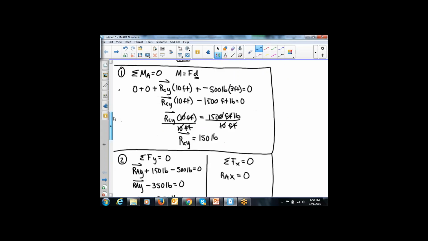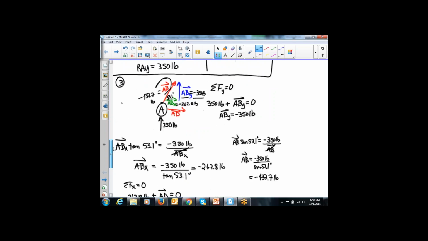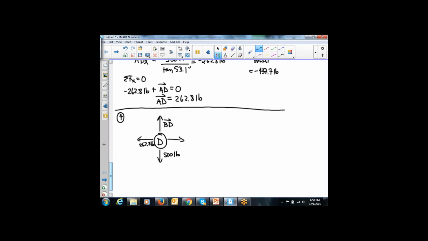That's going to be BD here, and this is going to be CD there. So this is super easy, no diagonals at all. So I'm going to sum the forces in the x direction. They need to be equal to 0. I have a 262.8 pound force going to the left, so it's negative, plus CD has to equal 0. So CD is in tension with 262.8 pounds.